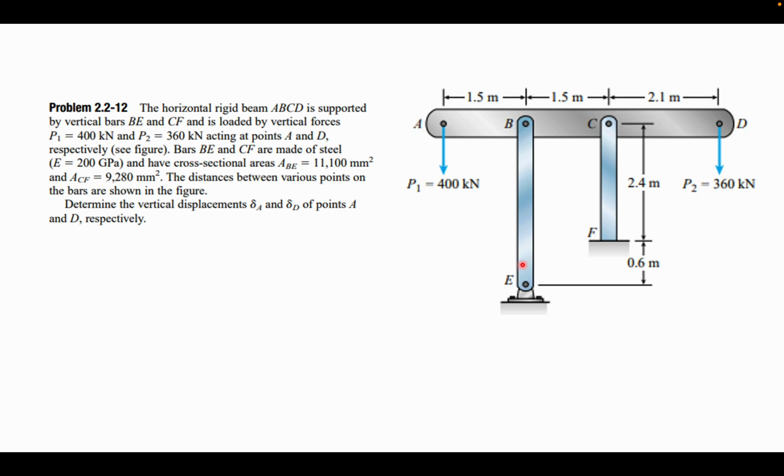Bars BE and CF, as we can see in the figure, are made of steel, where we take E as 200 gigapascals, and the cross-sectional areas of BE and CF are given as 11,100 mm² and 9,280 mm² respectively. Now the question has asked us to determine the vertical displacements delta A and delta D of points A and D respectively. Now let's look into the solution.